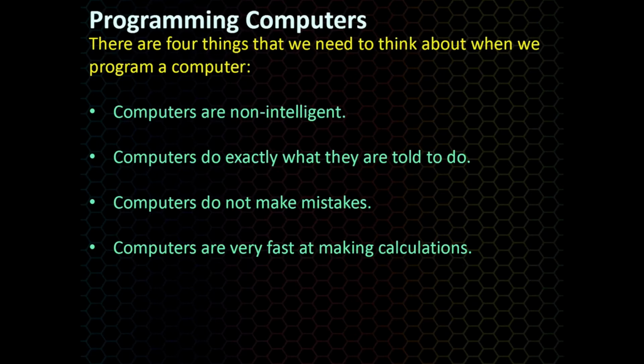Computers do exactly what they're told to do, and computers do not make mistakes. So if we have a computer program that's not doing what it's supposed to do, that means it's the programmer, the human, who has made the mistake. The computer is still doing exactly what it has been told to do. And finally, computers are very fast at making calculations. So the things that they do, they do very quickly. They don't get bored. And again, going back to number 3, they do not make mistakes.